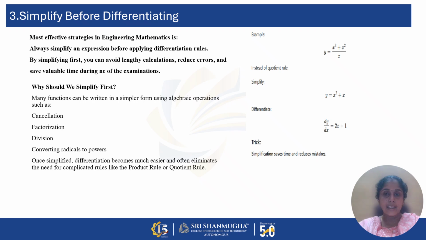So when I take an example, y equal to (x^3 + x^2) divided by x. Instead of applying the quotient rule when you see the division here, first let me cancel: x^3 divided by x, I get x^2, and x^2 divided by x I get x. So now easily I can do the differentiation: dy/dx equal to 2x + 1. So the trick is simplification saves time and reduces mistakes.